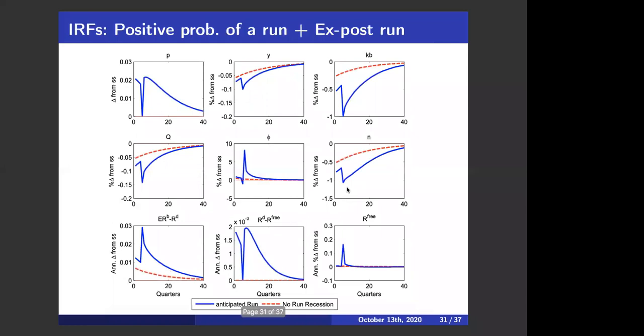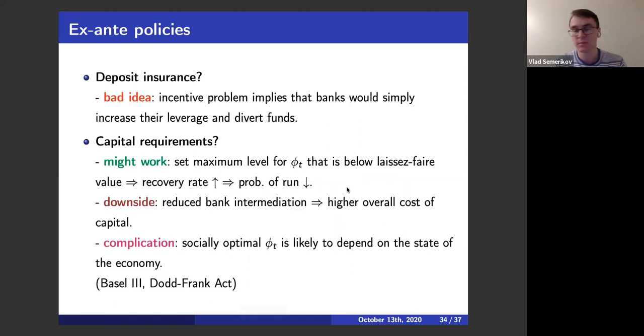So let me briefly talk about the policy implications. The first thing that comes to our mind when we think about banking crisis and banking stress is deposit insurance. But in this particular framework, it's a bad idea, because once the deposits are insured in these banks, in the shadow banks, the incentive for financial friction just implies that the banks will simply increase their leverage and divert funds. So deposit insurance doesn't give us a lot of good things.